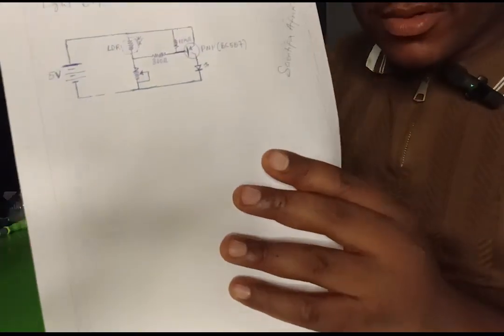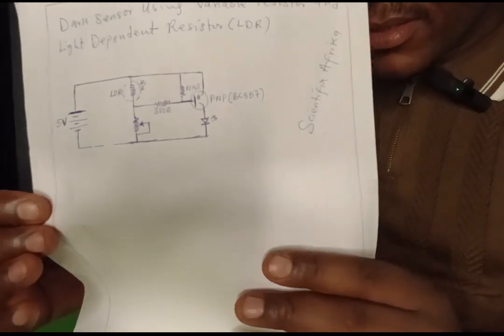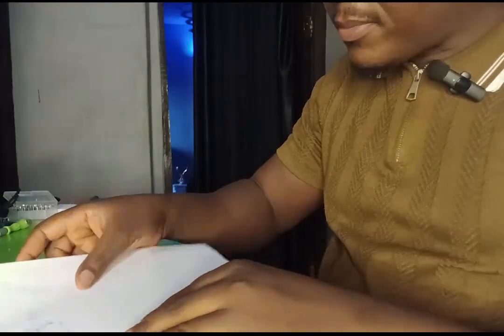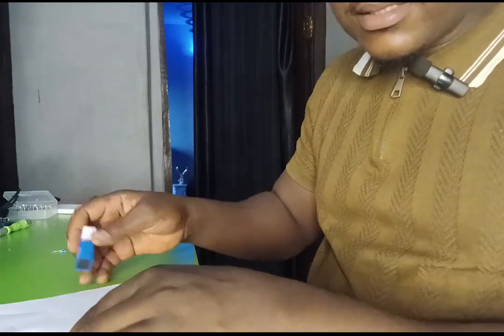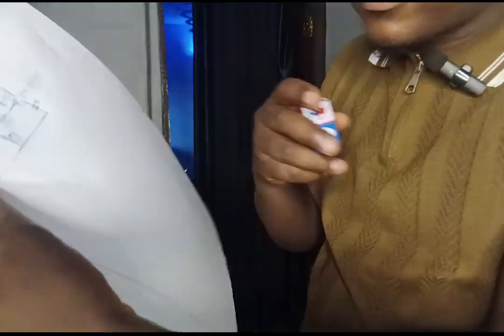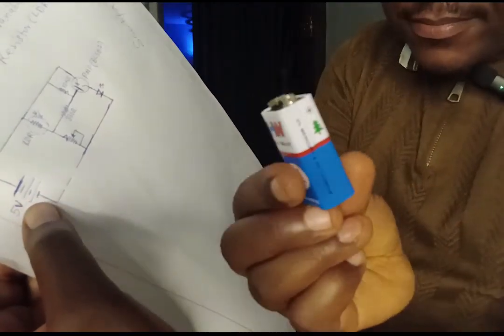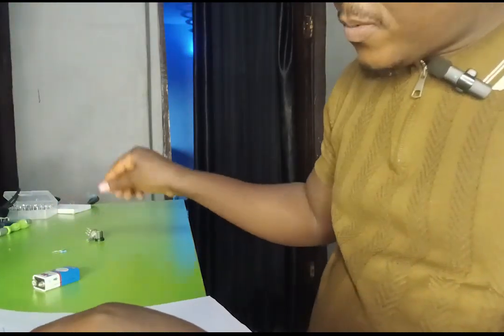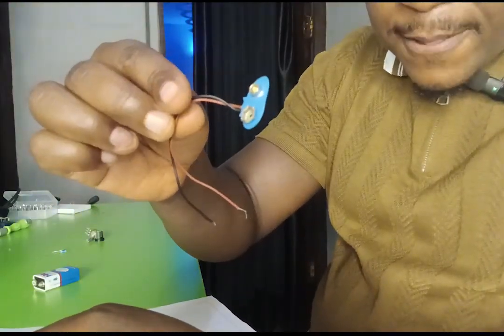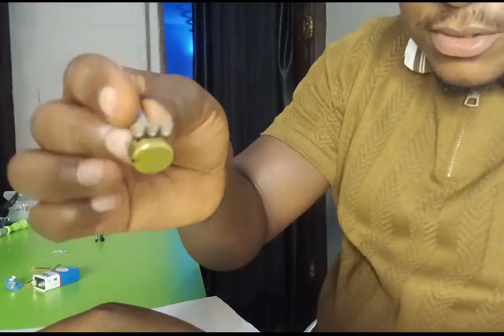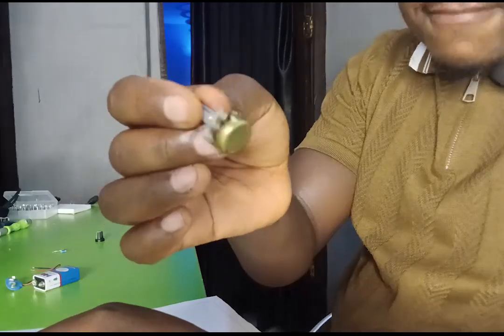This is the circuit that we want to implement. Just look at it closely. This is what we're going to implement. Now in doing that, we have here a 9-volt battery. We have a 9-volt battery cap. Then we have the variable resistor. This is a 250k variable resistor.